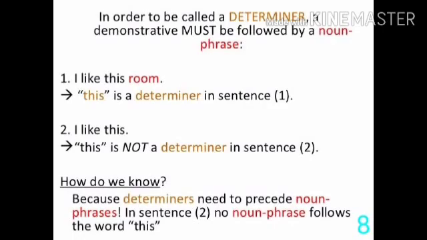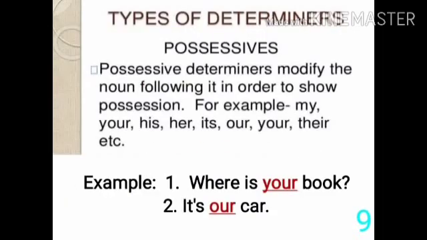Next category is possessive. Possessive determiners modify the noun following it in order to show possession. Possessives are words like my, your, his, her, its, our, your, their, etc.